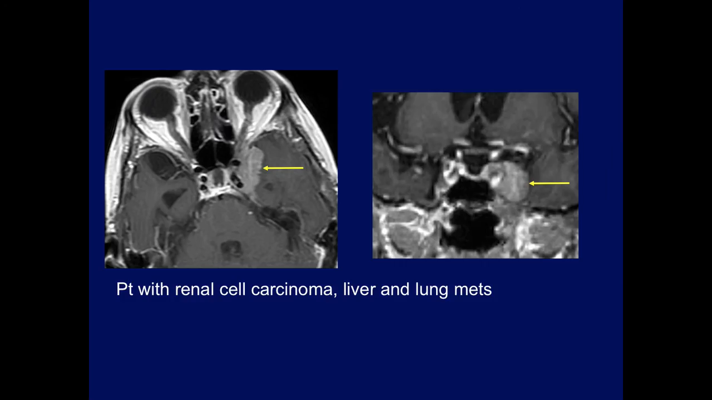Now here's an interesting case. The patient had a renal cell carcinoma, with liver and lung mets. Are we dealing with another met, or is it a meningioma? Any opinions from the audience? Meningioma or metastatic lesion?